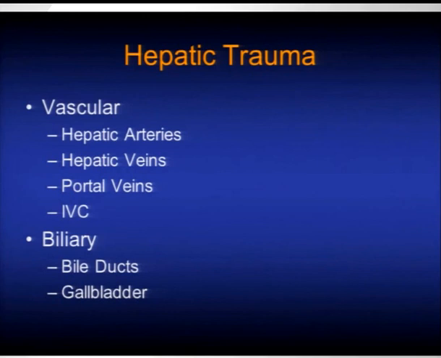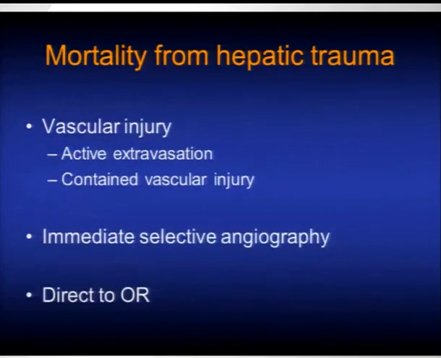Morbidity results from biliary injury to the bile ducts and the gallbladder. And when you're thinking in terms of vascular injury in the liver, there are really two things you're looking for. You're looking for active extravasation of contrast, and you're looking for contained vascular injury. So they're the things you want to identify, the things you want to not miss, and the things you want to differentiate between.